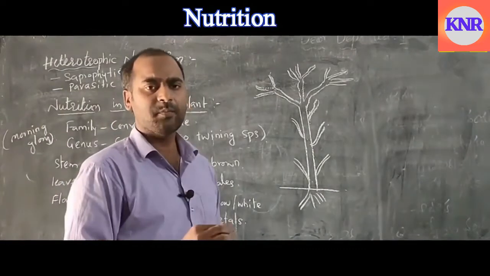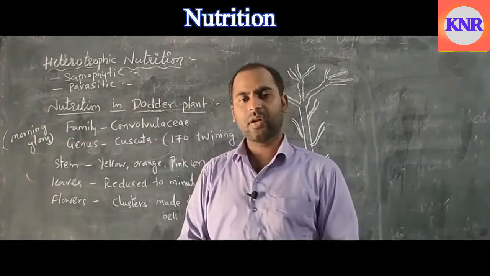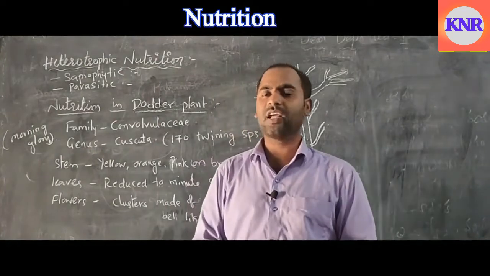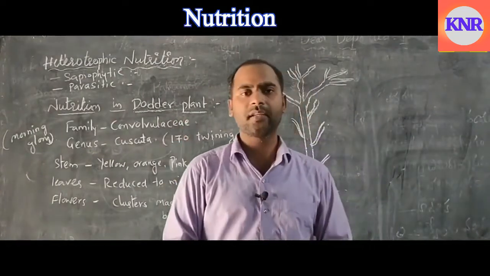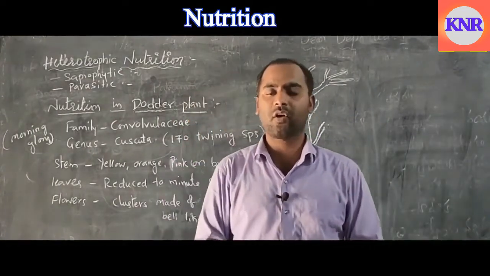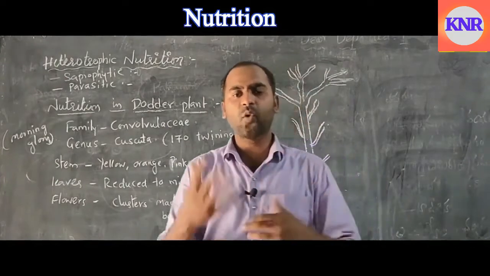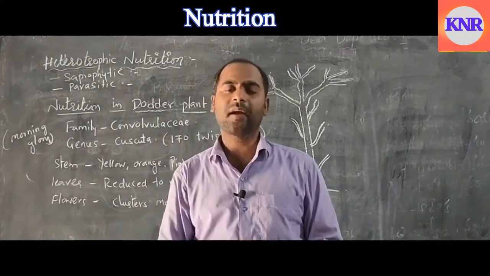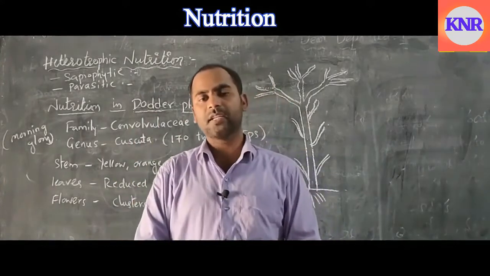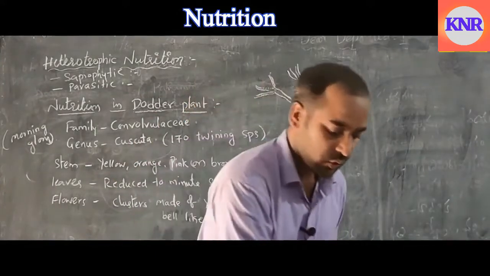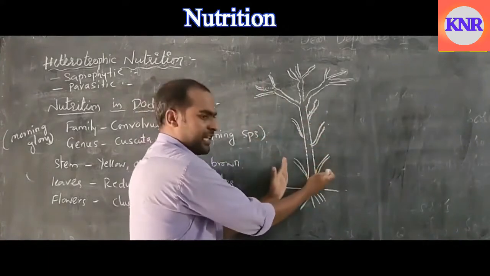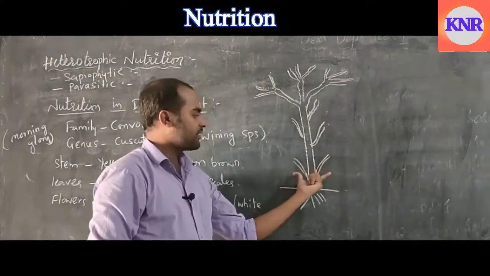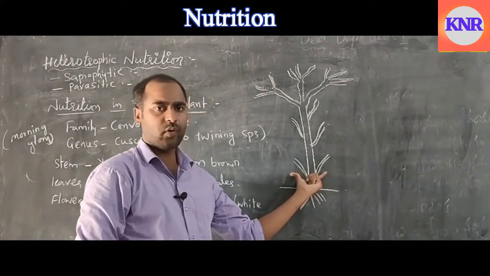Then why does it carry out this parasitic action? What is the reason for the parasitic action done by this dodder plant? It is a non-photosynthetic organism. It cannot prepare its own food, and it completely depends on other plants for its food. So here, let us take one tree, a strong one.